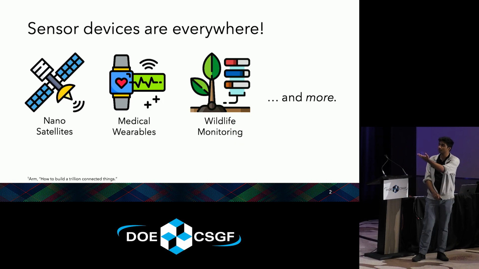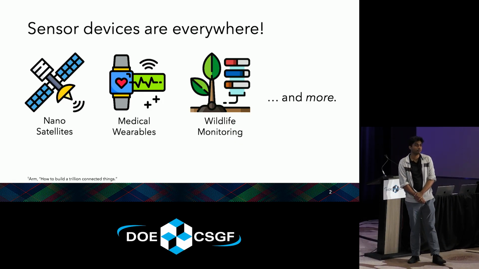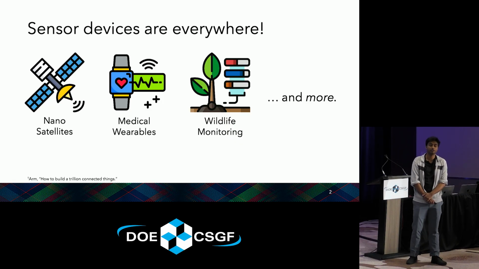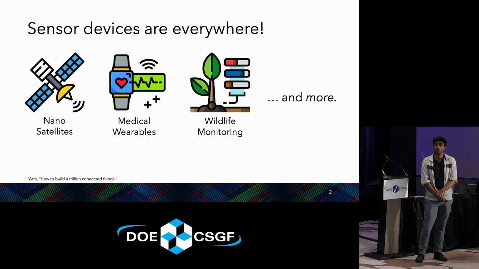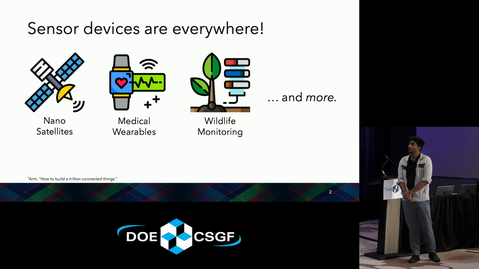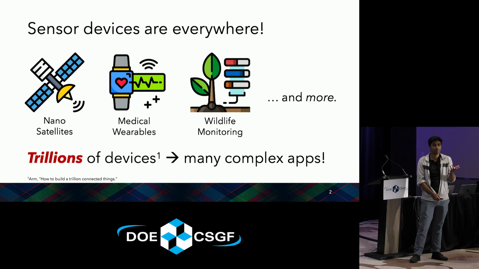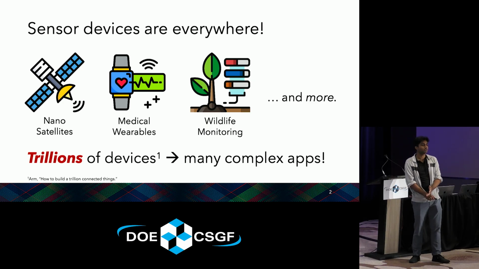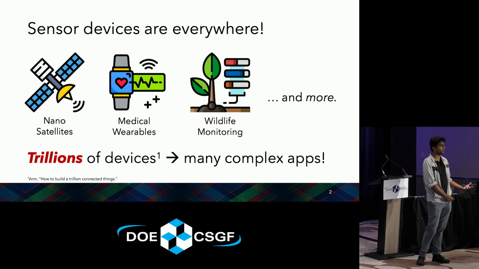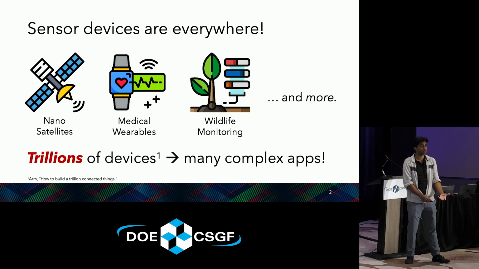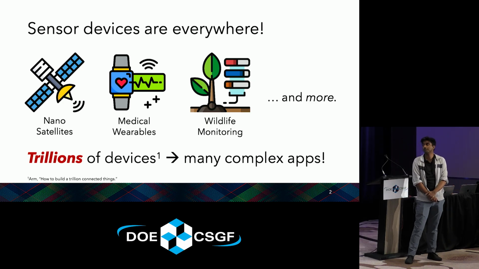And so these are some of the examples of applications and devices that we've looked at in our labs, including nanosatellites, wearables, wildlife monitoring that's used in agriculture, and many more. And ARM claims that there's going to be trillions of these devices in the future. Probably not that many, but the point here is there's going to be many different kinds of devices, many different kinds of complex applications that these devices need to run.